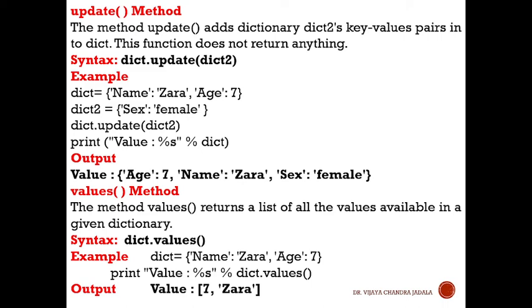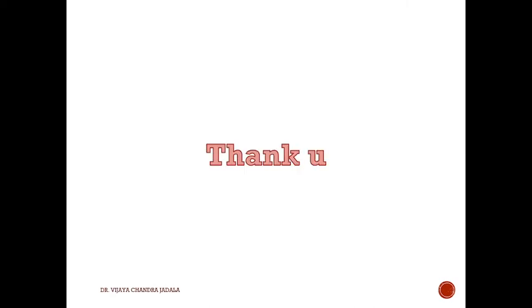Next, the values method. The method values returns a list of all the values available in a given dictionary. dict.values(). dict equal to {'name': 'Zara', 'age': 7}. Print 'Value : %s' % dict.values(). Value: 7, Zara. By this we completed the topic known as the Python dictionary.